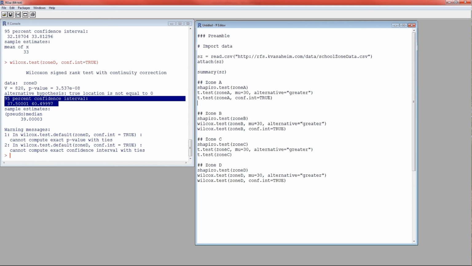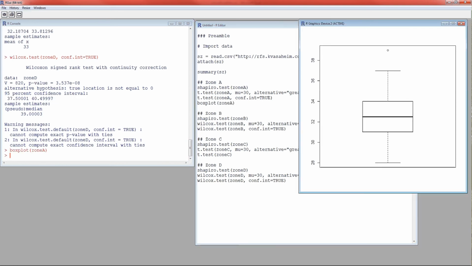Now let's look at some pictures. The typical plot for this will be a box plot. Box plot of zone A. That really gets a point across. There seems to be one outlier up here. Everything else looks nice and normal. Remember, zone A did not violate the normality assumption. There's a lot of things that need to be fixed vis-a-vis the Lab 3 requirements. I'll let you do that on your own.